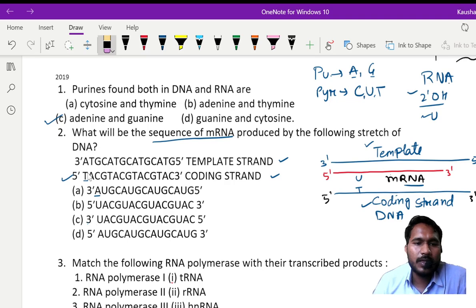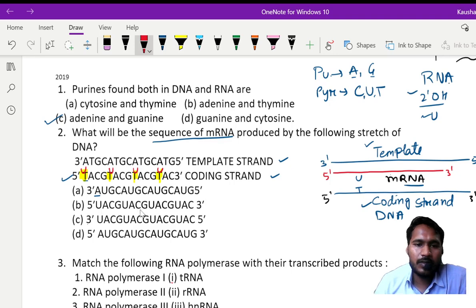You just replace all T. What are the T's there? You just replace all T with U in the 5 prime strand. This is the T. This is the T. This is the T. This is the T. So now you replace it with the uracil, and then you match UACGU. Okay, then ACGUA.